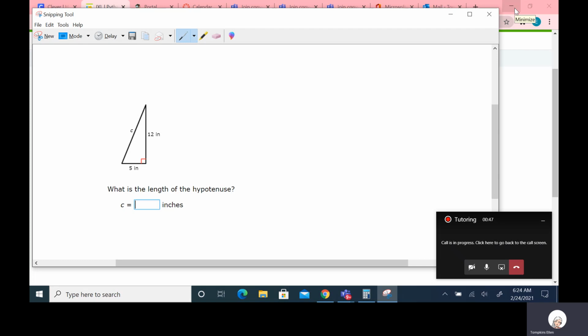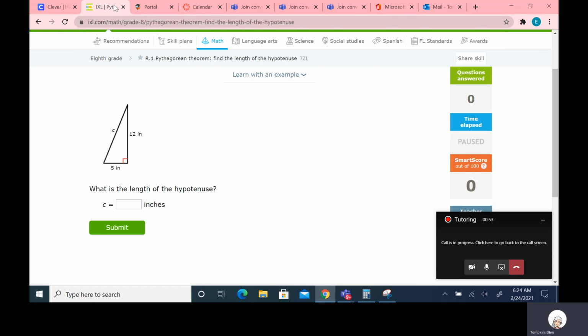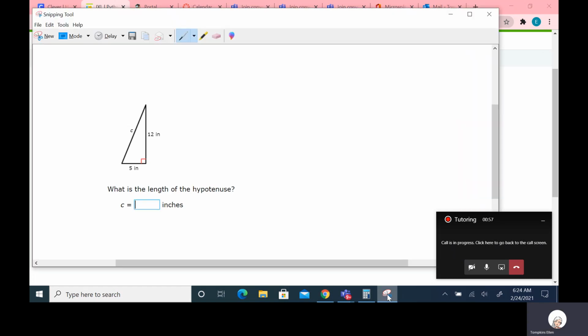We are looking at the Pythagorean theorem here, and this IXL skill is 7ZL. Let's pull this up. Before we get into it, we need to label certain things. You see how this is labeled C? That's called the hypotenuse of this triangle.